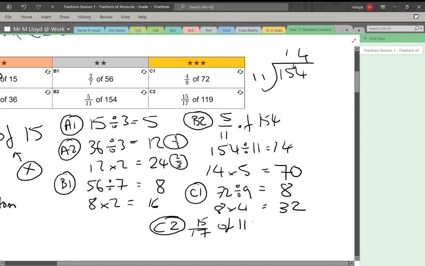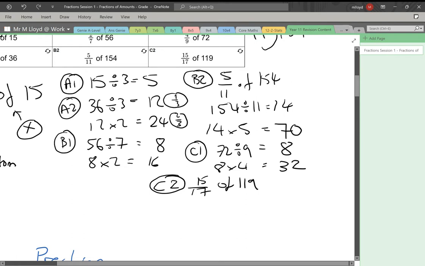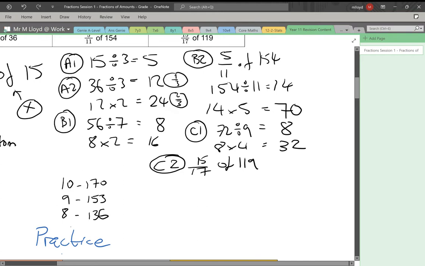15/17 of 119. So 119 divided by 17. I know that 10 lots is 170. Take away 17 gives us 153. Take away another 17, 136. Take away another 17. And we are there. Someone in the comment section will probably say, oh, it'd have been quicker to do it this way. That's fine. I do my method. You do yours. As long as we get the right answer, that's great.